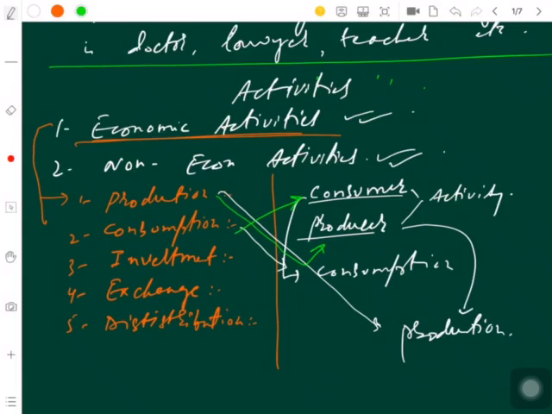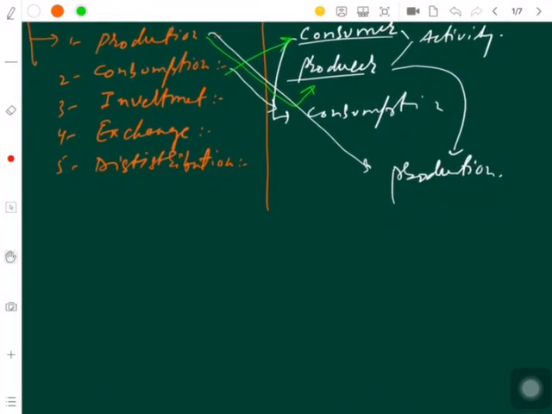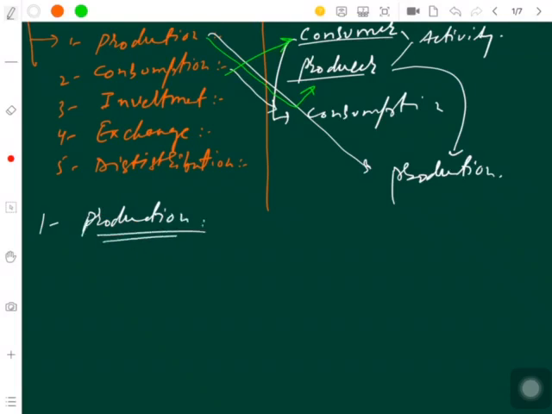Now let us take these words one by one so that we may understand these things. Then we'll come to the definitions of economics. That will be the second part of today's lecture. The first part is now going to be complete. So the first definition is regarding production. Keep in mind, production is an activity and production is being done for the purpose of earning something.